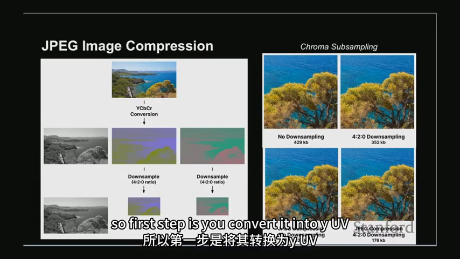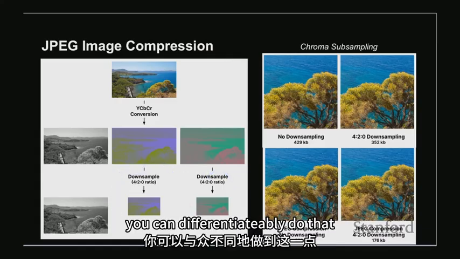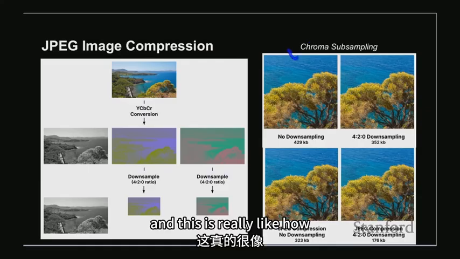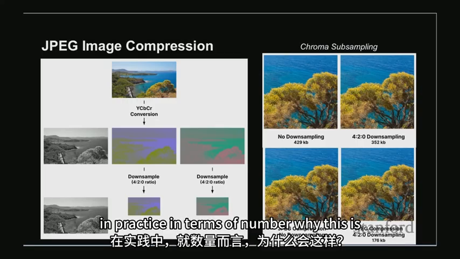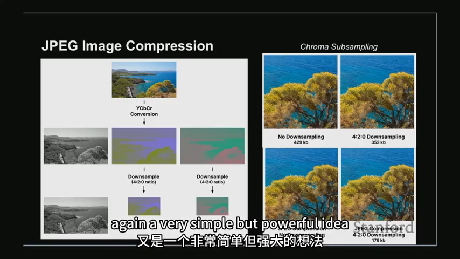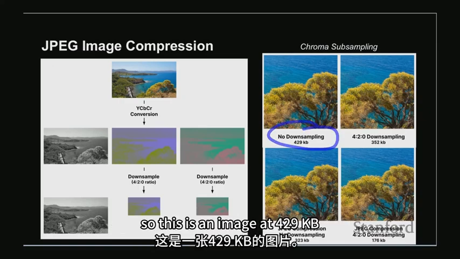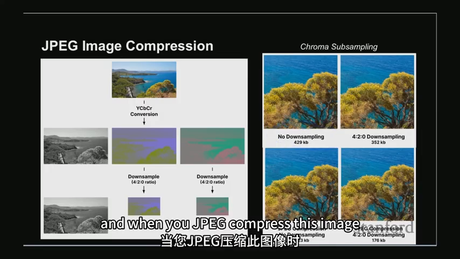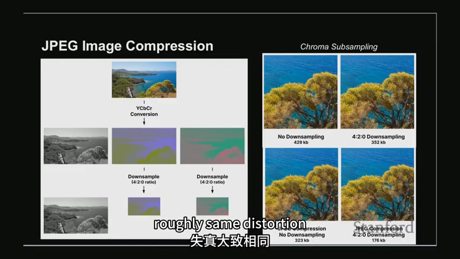So the first step is you convert it into YUV, and then you do more subsampling for UV than Y. You can do that differentiably. And this is an example of how this works out in practice in terms of numbers, and why this is a very simple but powerful idea. So this is an image at 429 KB. When you JPEG compress this image, all these four images are roughly equal quality. You can see they look roughly the same distortion.